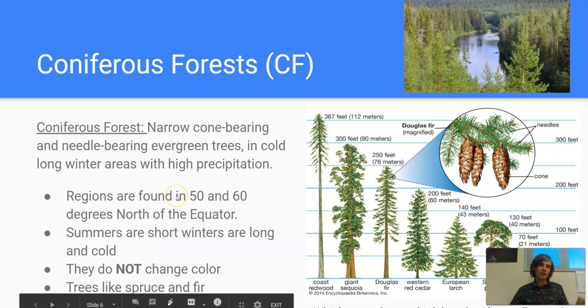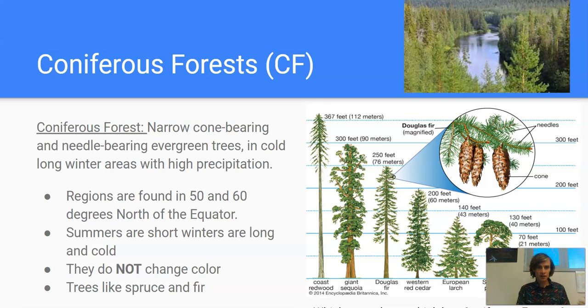Regions found in the upper 40-degree latitudes all the way to 60 degrees north of the equator are often considered coniferous forests. They have short summers and long, cold winters. These trees do not change color with the seasons, and examples would be not only sequoias and redwoods, but also fir trees, cedar trees, spruce trees, the kinds of trees that you would consider to be Christmas trees, because they stay green all year. And if you were to find a pine cone, that is a seed pod from a coniferous forest tree.